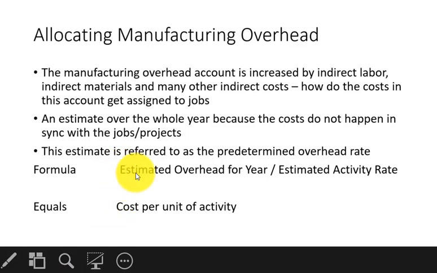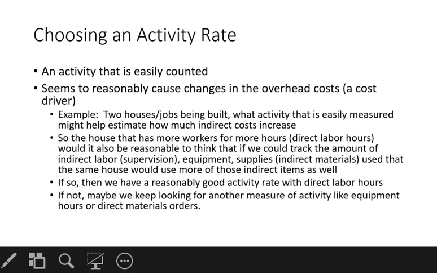And so we estimate the overhead for the year, we estimate an activity rate, and we get a cost per unit of activity. That's a predetermined overhead rate. And I can't emphasize enough the idea of pre. This is before you do your manufacturing for the year. So you look forward, you do an estimate to do your predetermined overhead rate. And that's the rate you're going to use to apply to the job.